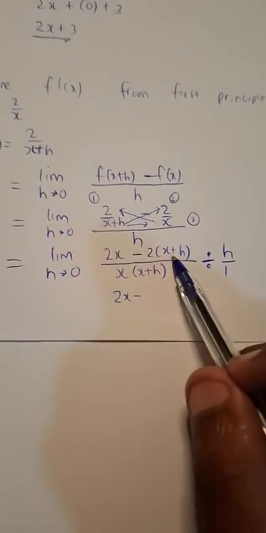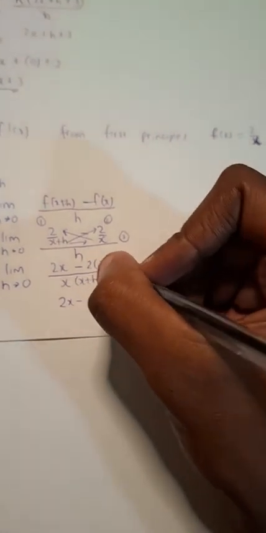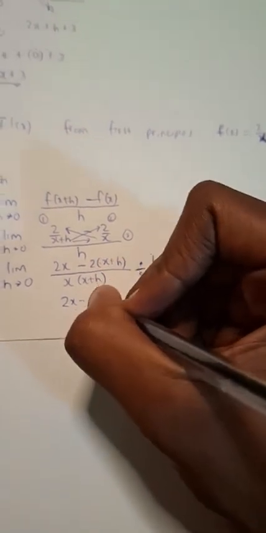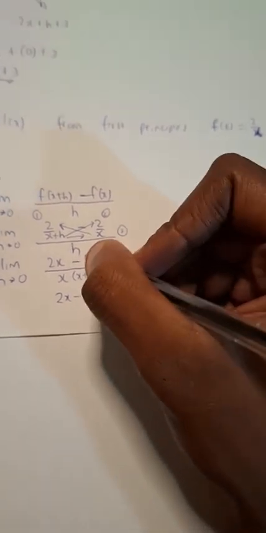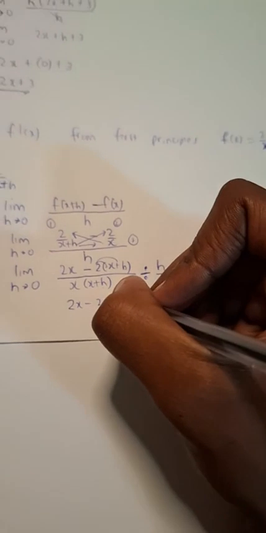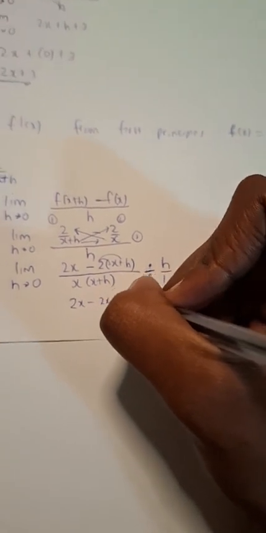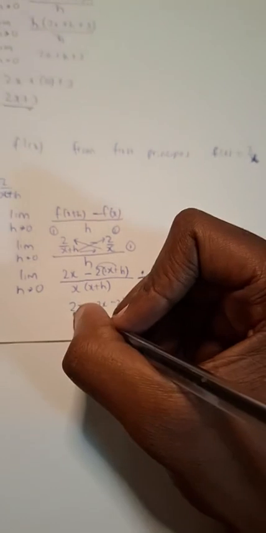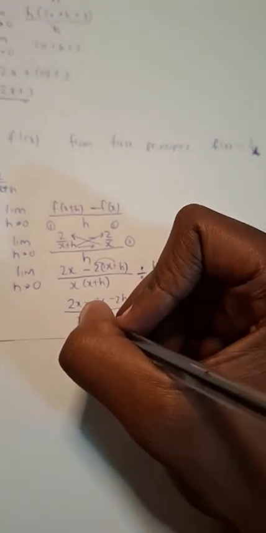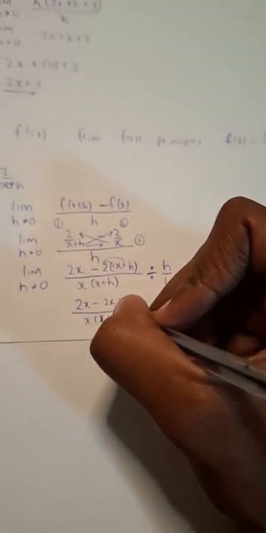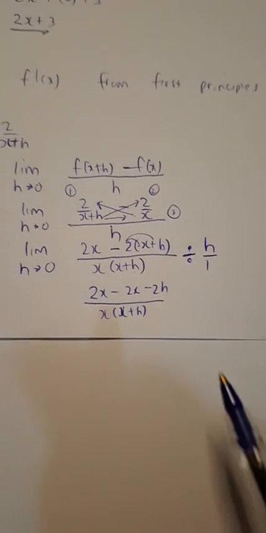So then of course now I'd go ahead and actually distribute the 2, negative 2x, and then my negative 2 times h, negative 2h. Okay, and let's just leave this one undistributed. Okay, then the divide.